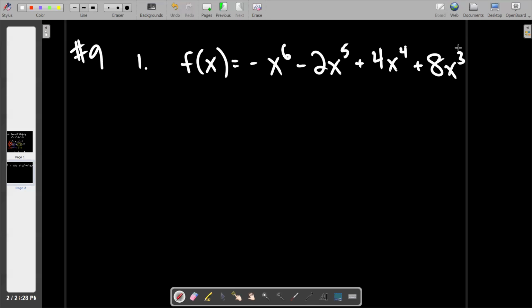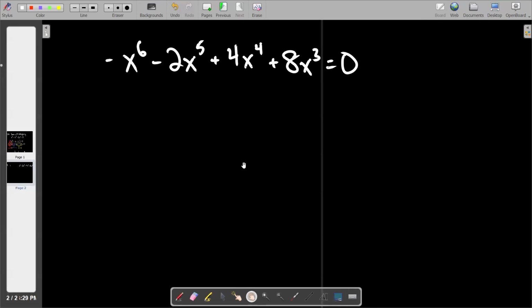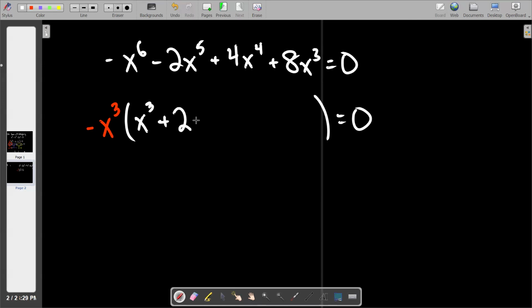Hey, I got a new question for you. What do we do first? GCF. Maybe set equal to 0. Now what do we do first? GCF. What is the GCF? Love it. Leaving behind regular x cubed plus 2x squared minus 4x minus 8.